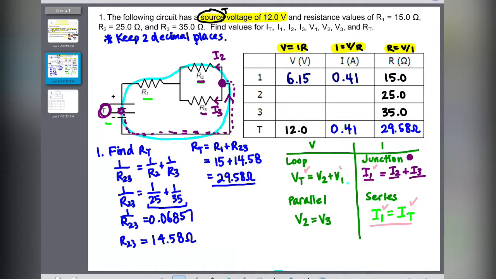Let's see what I can do. I have V1. Okay, do you see this equation? I now can solve for V2 because I only have one thing that I do not know, right?